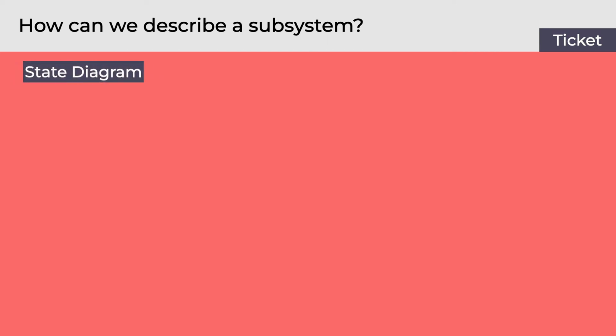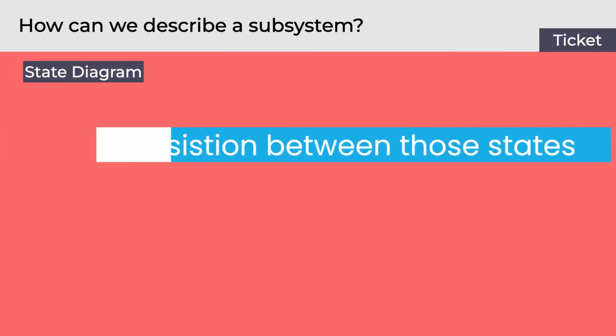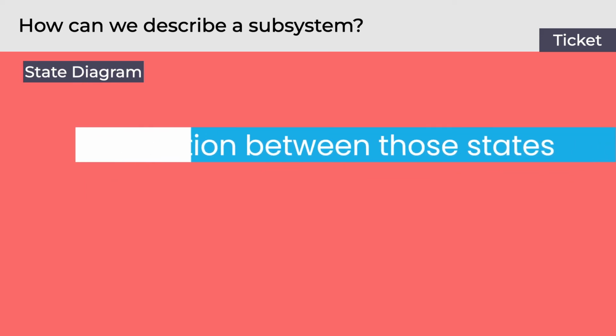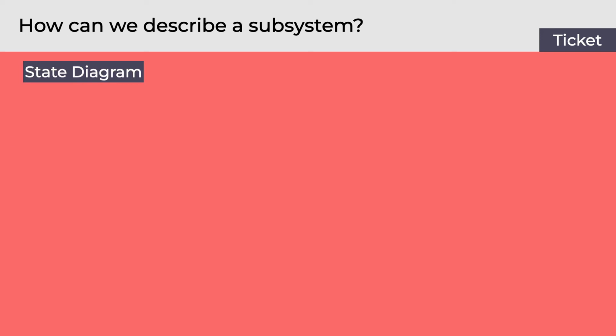To recall, the state diagram shows the various states that an object can attain, as well as the transitions between those states. For our app, let's look at the state diagram for our entity, the ticket, and we will understand how its state changes due to the various events and activities.